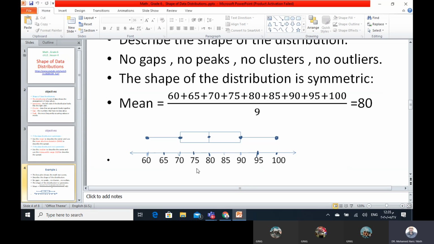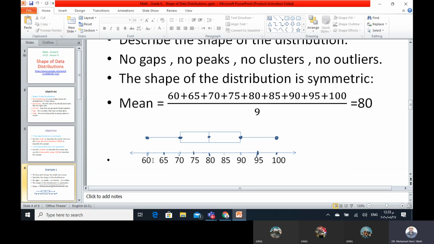But as you see here, we have data, but all the data is inside the number line. Here you have 60, here you have 65, 70, 75, 80, 85, 90, 95. No gaps. What's the meaning of gap? Gap means each number inside the data has a value. So here we have value 60, 65. No number without value. All numbers have a value. So here, no gaps.